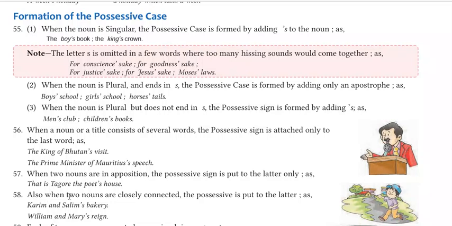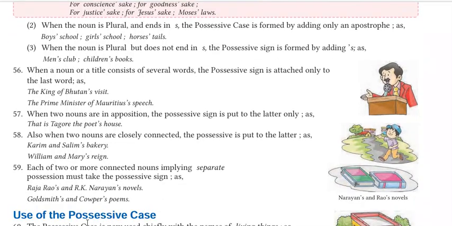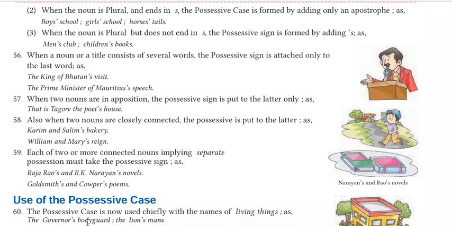Also, when two nouns are closely connected, the possessive sign is put to the latter. For example, Kareem and Salim's bakery. It means that maybe they are brothers and it belongs to both of them. William and Mary's Wren. So maybe they are husband and wife, or maybe sister and brother. So it is closely related, right? Closely connected.